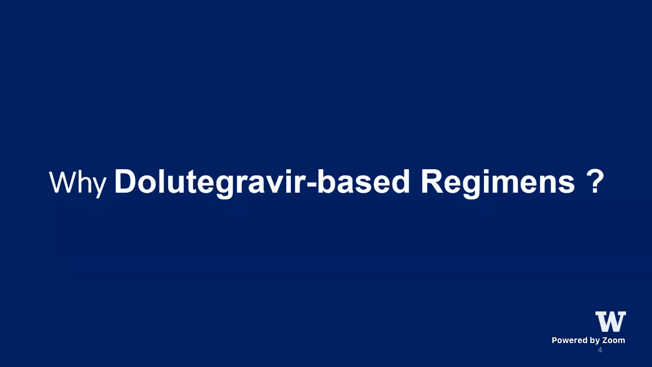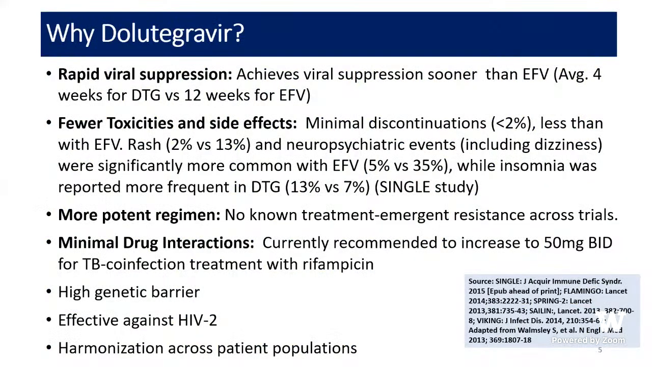Now, why dolutegravir has been introduced into the ART regimen under NACO? It's a speedy changeover, a transition which has taken place over the last almost 1.5 years. And the reason why dolutegravir was selected as one of the choicest drugs in the ART regimen. Now, we know that dolutegravir has a very rapid viral suppression. It achieves viral suppression sooner than efavirenz. Efavirenz achieves suppression by 12 weeks of duration, and dolutegravir has been seen to suppress the viral count in around 4 weeks of time, and by this 4 weeks there is complete viral suppression. So now we need to understand why dolutegravir was chosen.